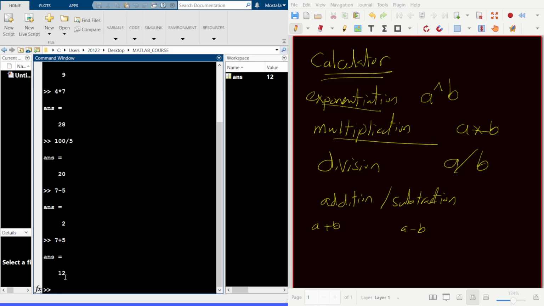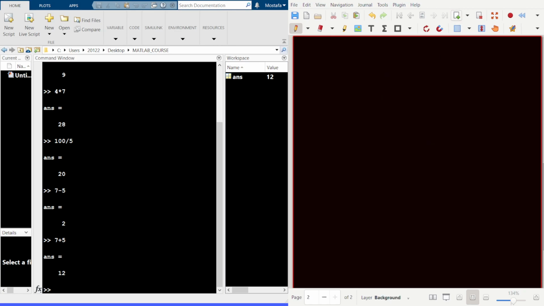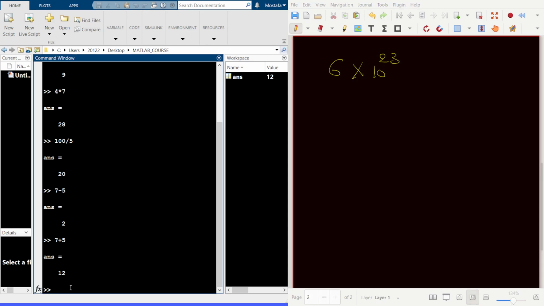There is a special notation that we would like to highlight, and that special notation is the E notation that's used to show a number written in scientific notation. So, for example, suppose I want to represent a number like 6 times 10 raised to power 23, which is Avogadro's number. So let's actually try to do this on the MATLAB command window.